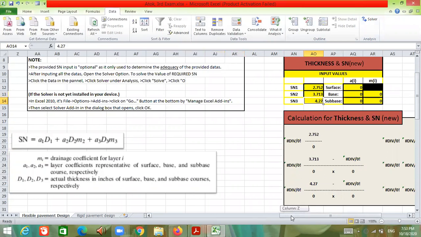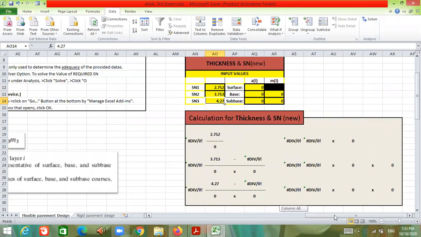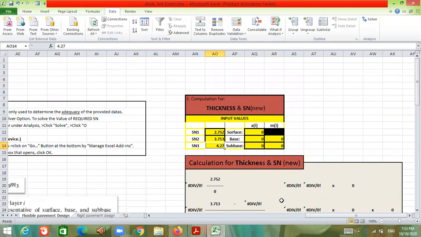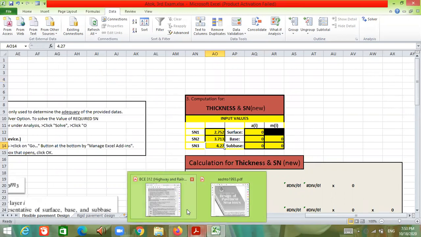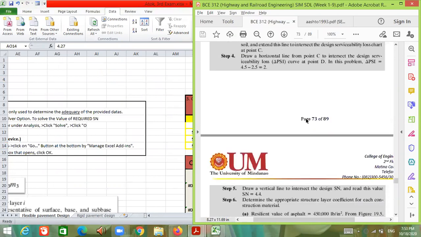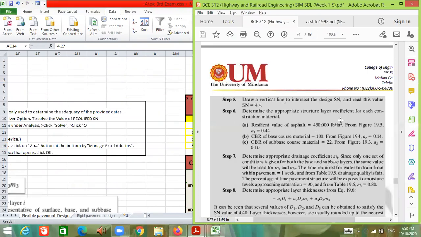And since all the structural number requirements are given, we are going to solve directly for the thickness required to solve for our provided structural number, and test our structural number if it is adequate or insufficient. And in the problem, it is stated here that the value for our layer coefficient of our structure is 0.44 for the surface, 0.14 for the base, and 0.10 for our subbase.